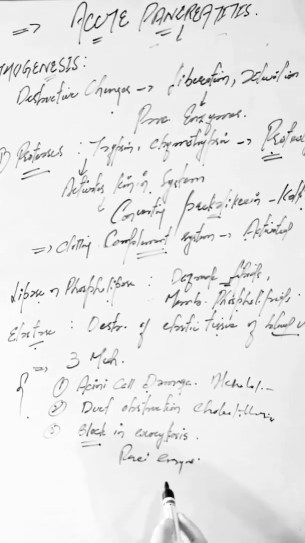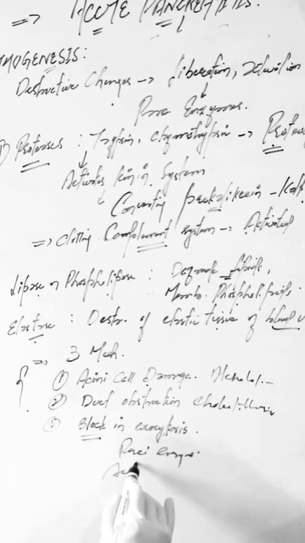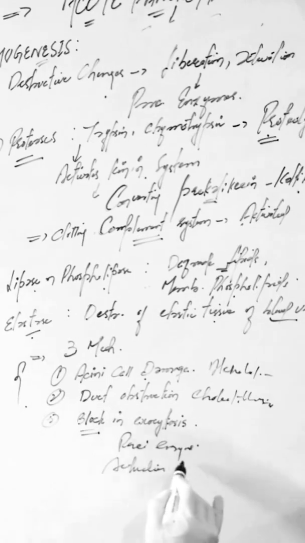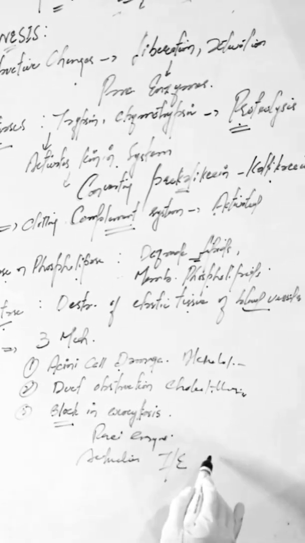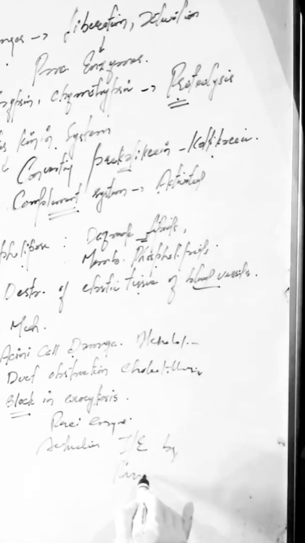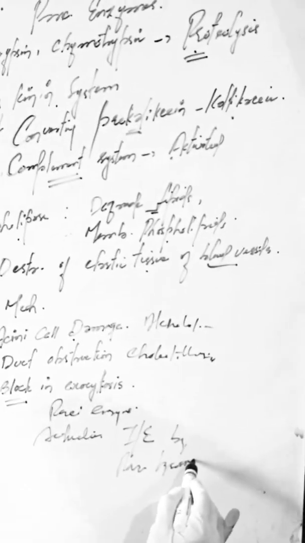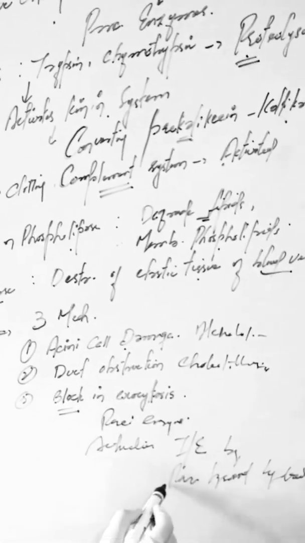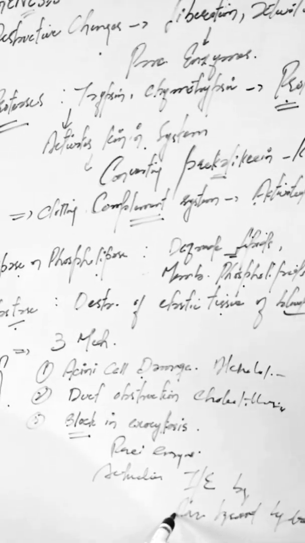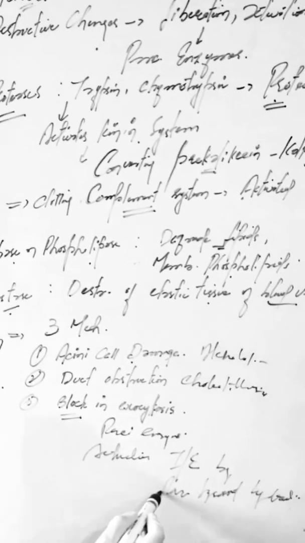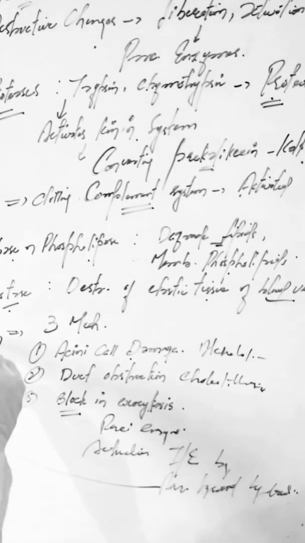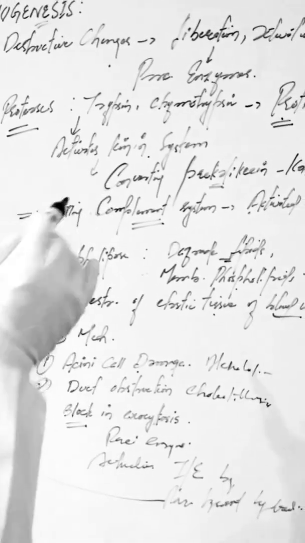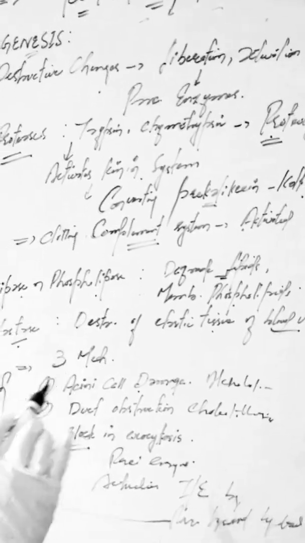From nutritional causes, due to which there will be the activation of intracellular enzymes by what? By pancreatic lysosomal hydrolase. Pancreatic lysosomal hydrolase, it will do what? It will activate the intracellular enzymes and will cause the destruction of pancreas. So that was the pathogenesis. Okay.